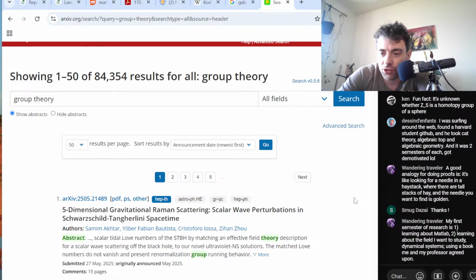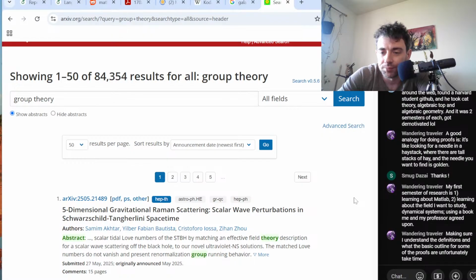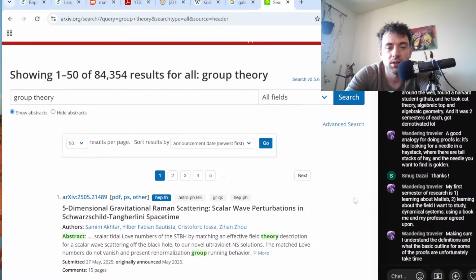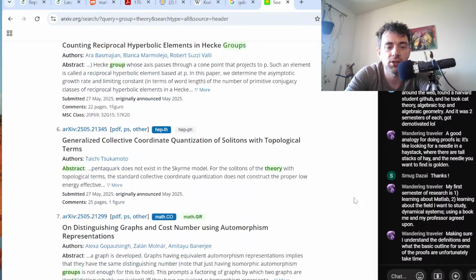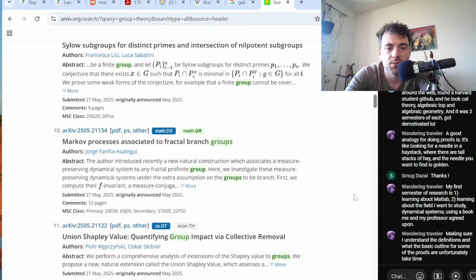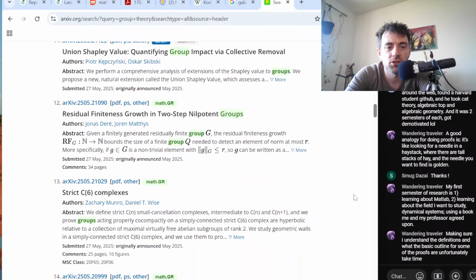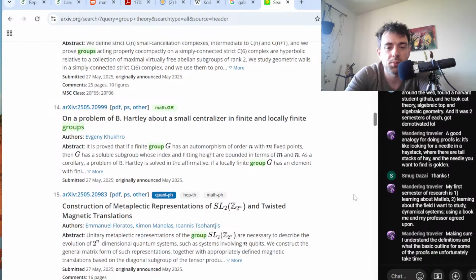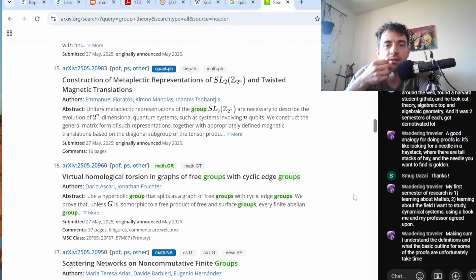First semester of research is learning about MATLAB, learning about the field you want to study, dynamical systems, using a book you and your professor agreed upon. Making sure you understand the definitions and the basic outline for some of the proofs. It's good to take your time and to play. Crunch lots of examples. Do lots of basic examples, and slowly build them up more generally.